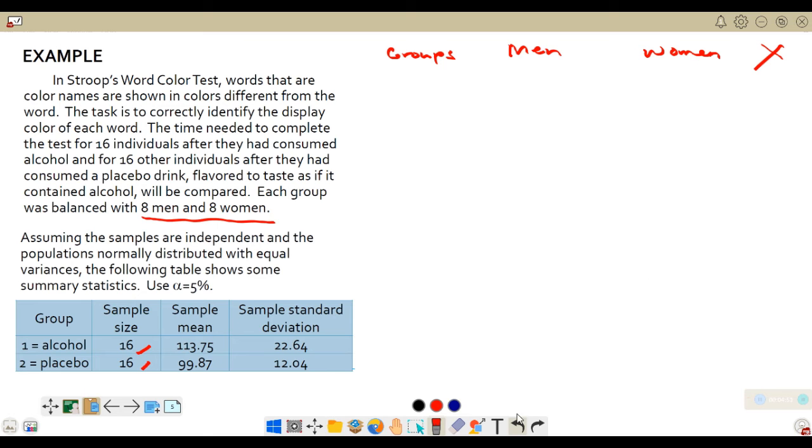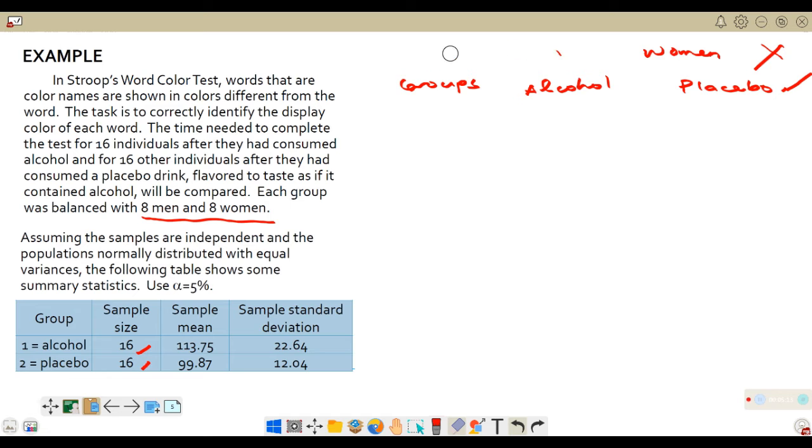This is wrong. Why? Ano yung groups natin? Ang groups natin ay alcohol at saka placebo. So, yung mga group na inilagay sa alcoholic drink, nag-consume ng alcoholic drink, at yung mga tao na nag-consume ng placebo drink. Okay?